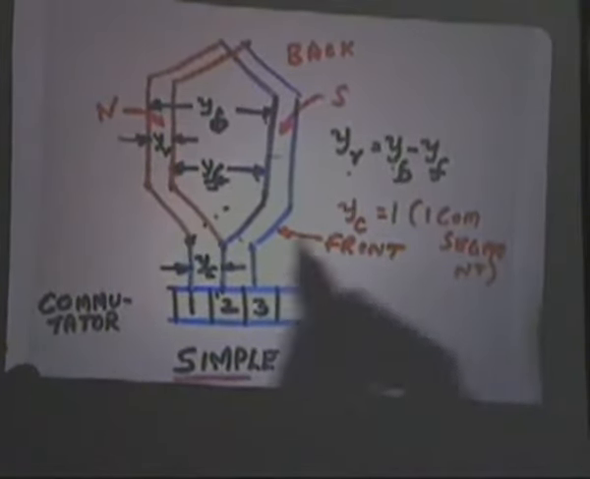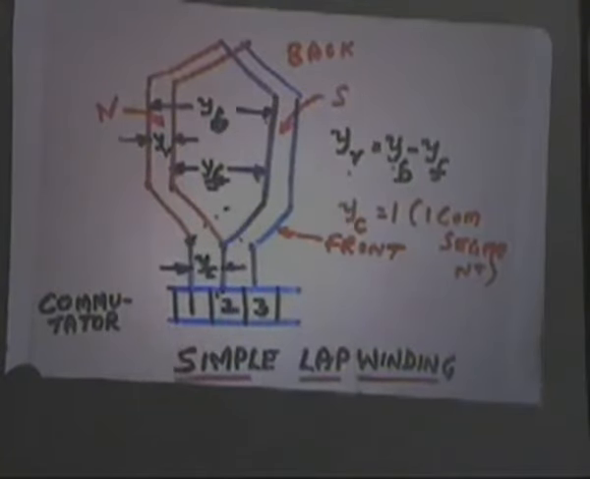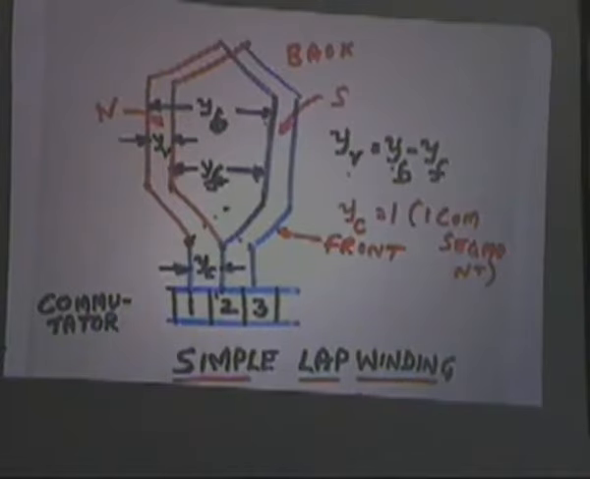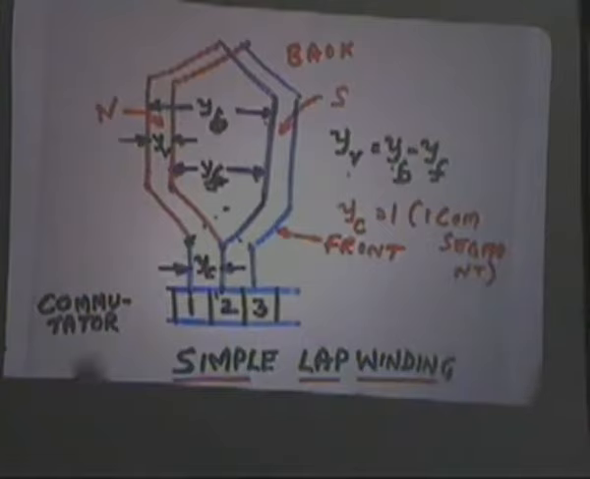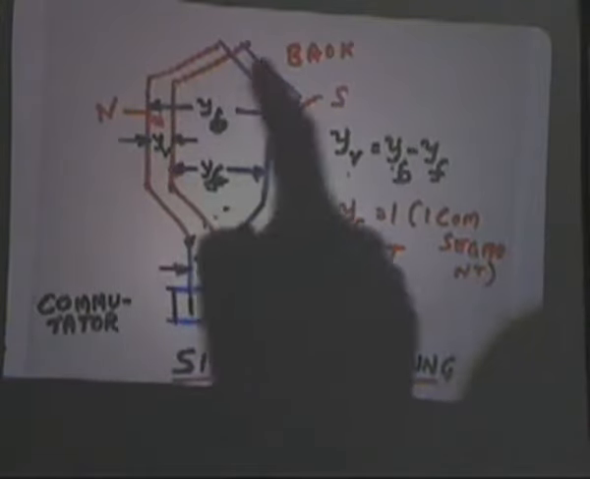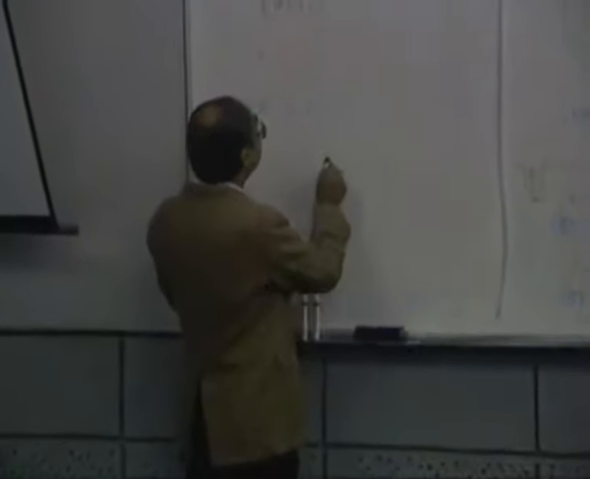Right. So, we have distance 1 commutator. This is by definition of a lap coil. Now, please do not misunderstand that the coils are just wound like this. In actual practice, in a lap winding, they are all subsequent coils.